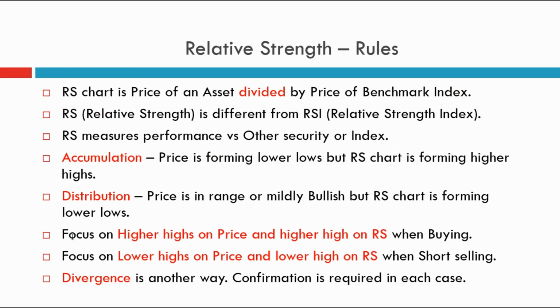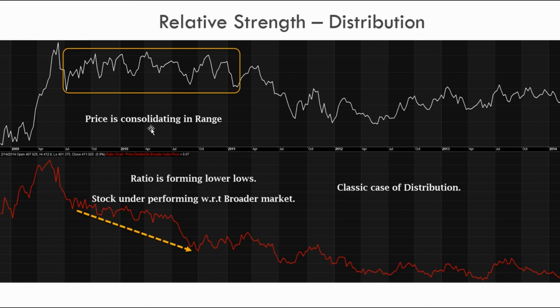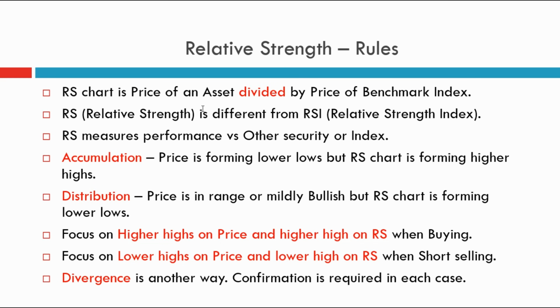Okay, so RS is actually the price of a stock divided by the price of a benchmark index. I'll directly show this on a chart. On this chart, the upper section is the price, and the lower section is a ratio. Ratio is the same as RS because the price of this stock is divided by a benchmark index. It can be anything, either a sector index, or a broader index like S&P 500 or Nifty 50, right? So again, RS is nothing but the price of an asset divided by a benchmark index. What we get is a ratio line.